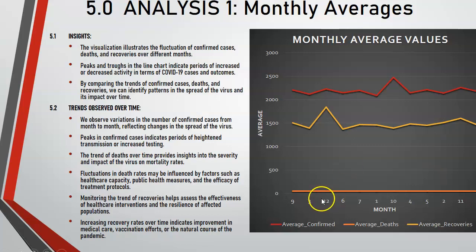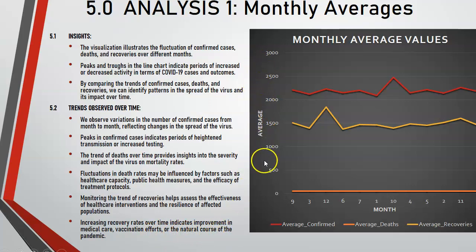Fluctuations in the death rates may be influenced by factors such as healthcare capacity, public health measures, and the efficacy of treatment protocols. Monitoring the trends of recoveries helps assess the effectiveness of healthcare interventions and the resilience of affected populations. Increasing recovery rates over time indicate improvement in medical care, vaccination efforts, or the natural course of the pandemic.